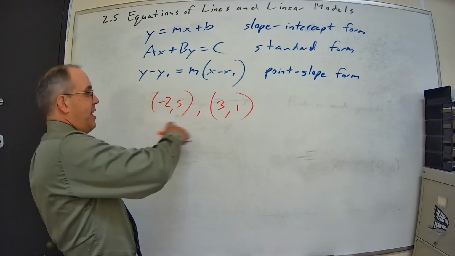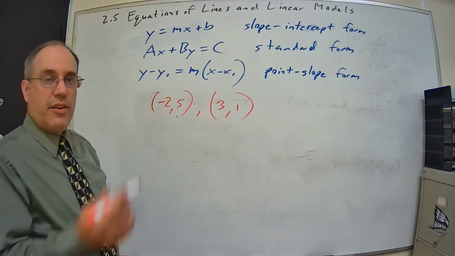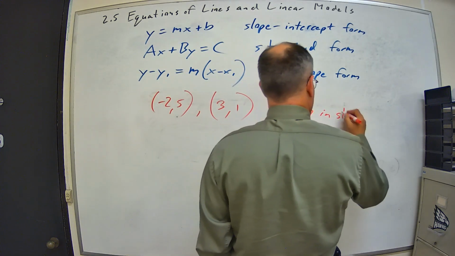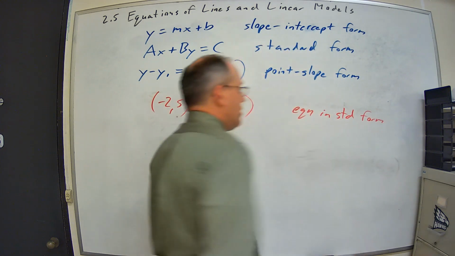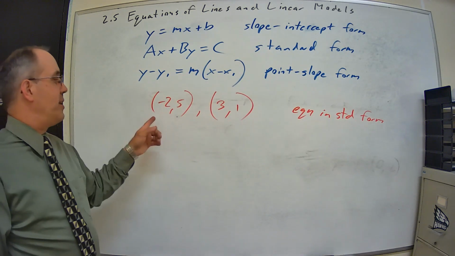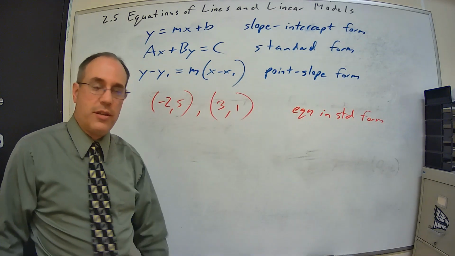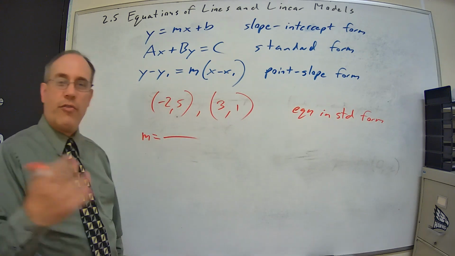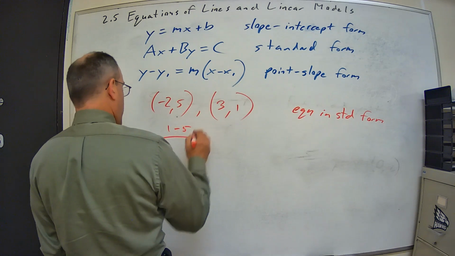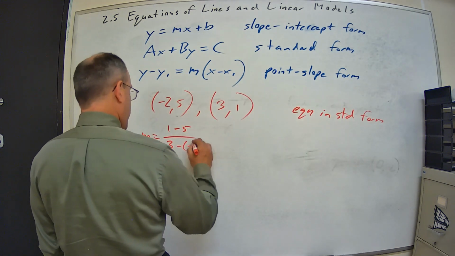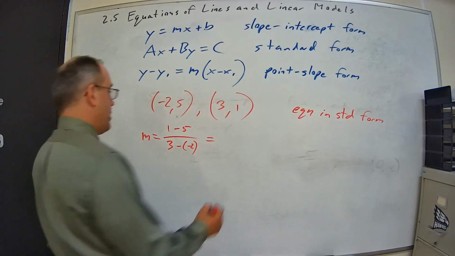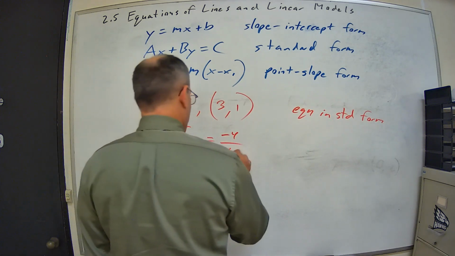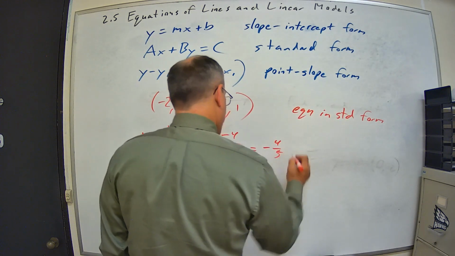So why don't we take this and get an equation in standard form? So that's what we're looking for. We're looking for an equation for a line in standard form that passes through those 2 points. So first, let's find the slope. m is equal to, remember that's change in y over change in x. So 1 minus 5 over 3 minus negative 2. 1 minus 5 is negative 4. 3 minus negative 2 is 3 plus 2, or 5. So our slope is negative 4/5.